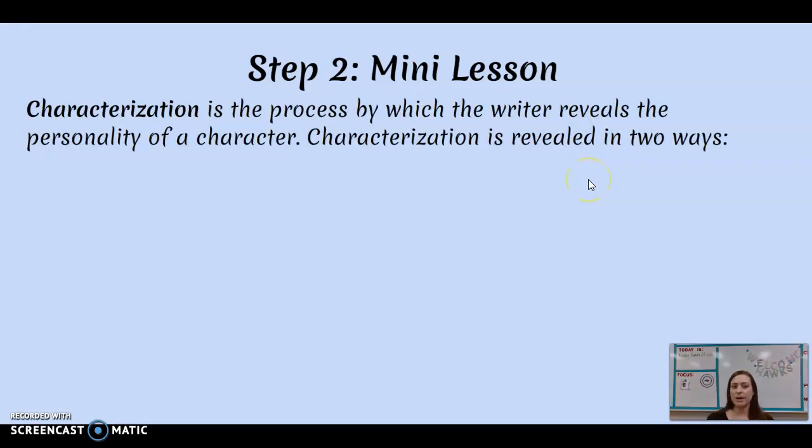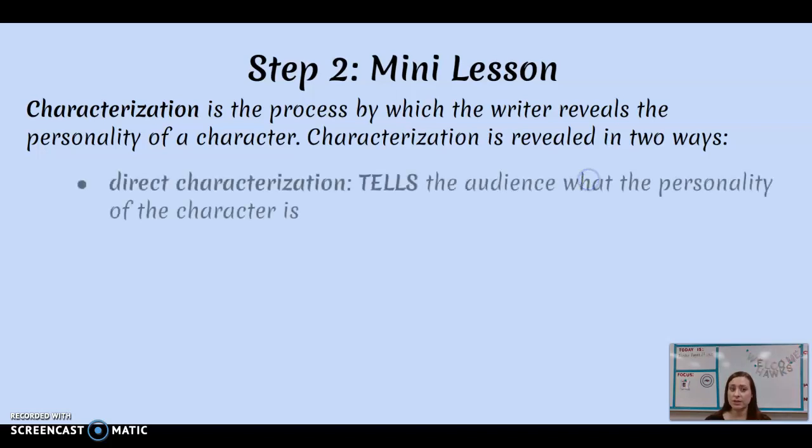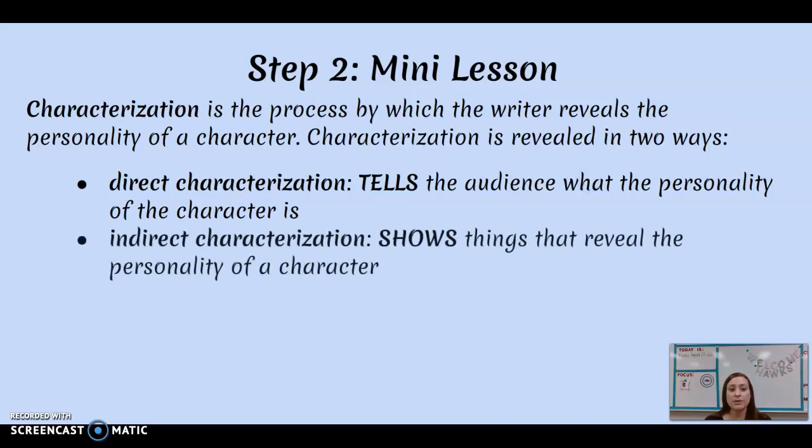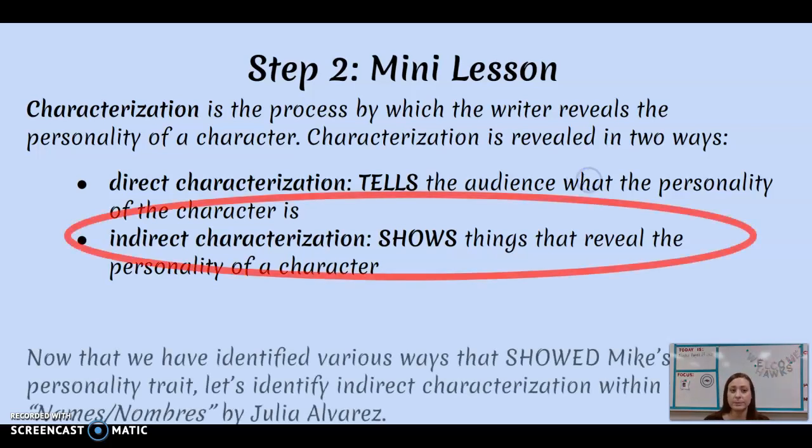So that's when I am going to tell you a little bit more about what characterization is and the use of indirect characterization. Characterization is the process by which the writer reveals the personality of a character. Characterization is revealed in two ways. The first one is direct characterization, which is when the author tells the audience what the personality of the character is. We don't want to tell our audience what our character is like. That's boring. Instead, we want to show them. So we want to use indirect characterization. It shows things that reveal the personality of a character.